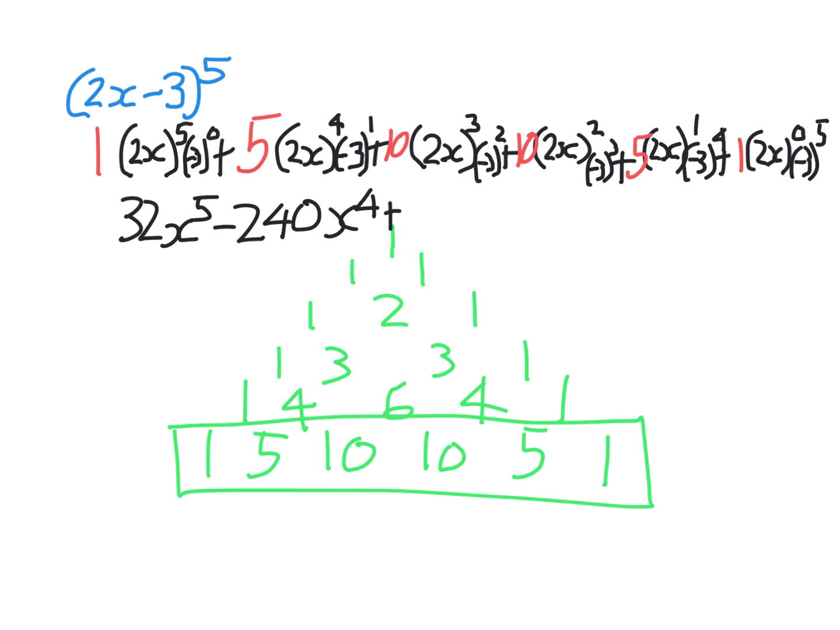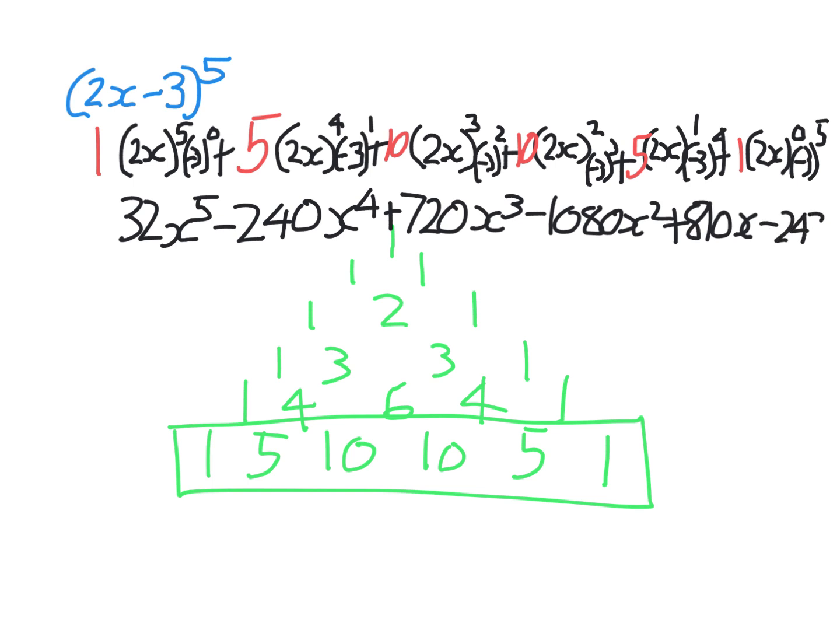So we get 720x to the power of 3. The next term following on that will be negative 1080. Hopefully you can see a pattern here. When the second term in the brackets is negative, as it was here, every second term is negative. This term here is going to be positive. It's going to be positive 10 times positive 81, so 810x. And the last one will just be 3 to the power of 5, but negative. Every second term is negative.